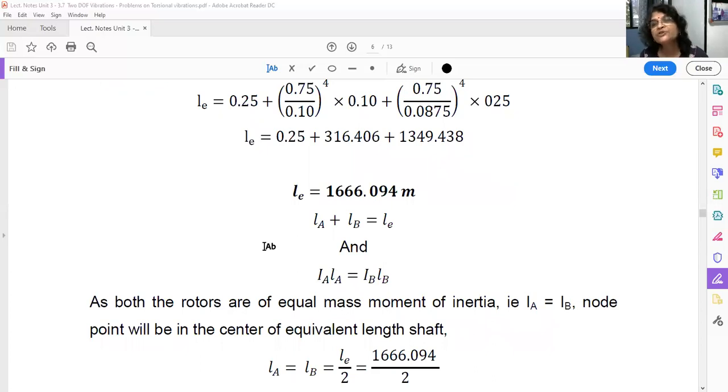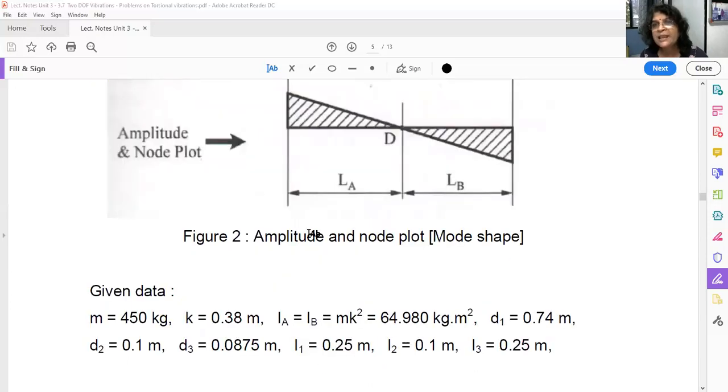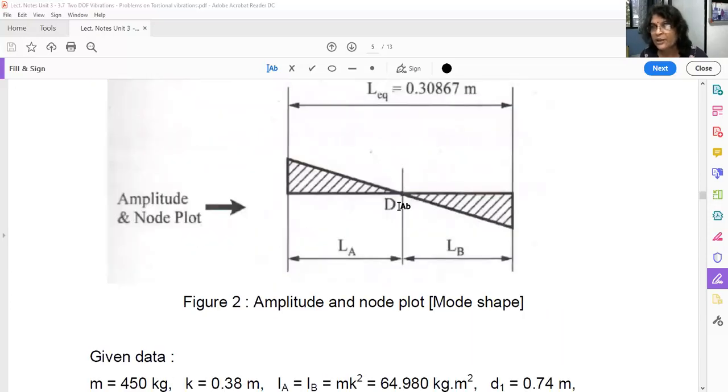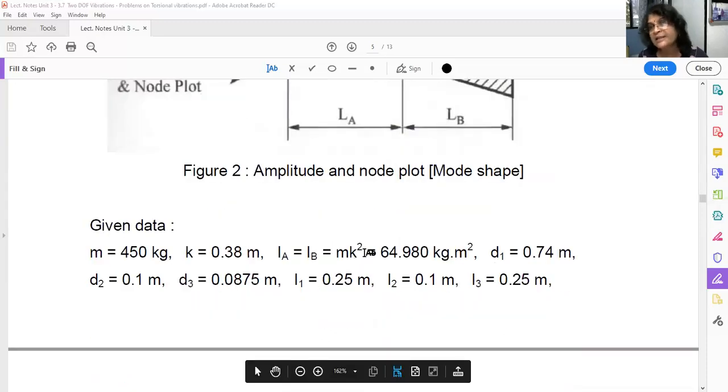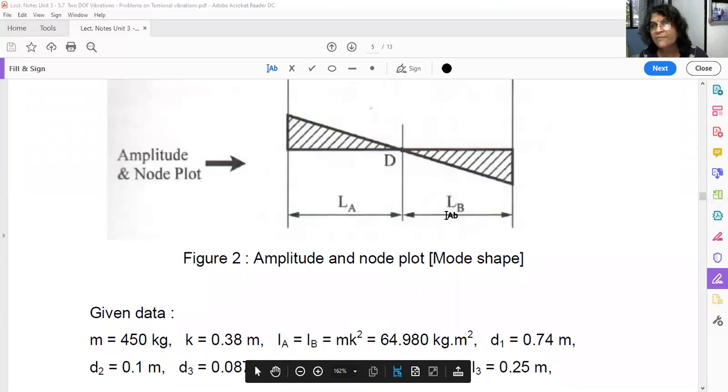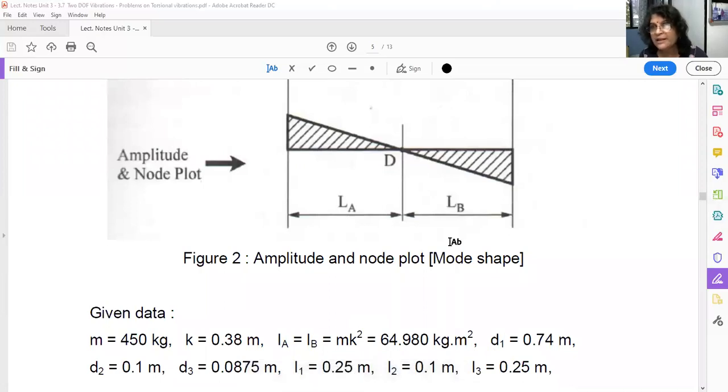Then we have to find the distance of the node point from rotor A and rotor B. Let's call them LA and LB. There will be two equations. LA plus LB is equal to LE. Here is the node point, the point where there are zero vibrations. The vibrations at rotor A are this much, and suppose this is beta 1 and this is beta 2. Here we have to find the node point distance using two simultaneous equations. The first equation is LA plus LB equal to the equivalent length which we found out.